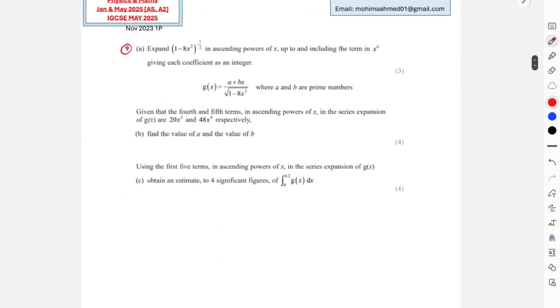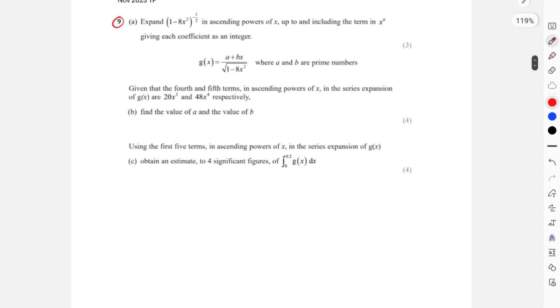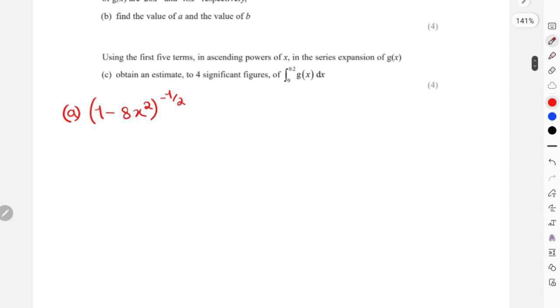This is again from binomial expansion, and now you have been given that this expansion is ascending in powers of x up to x power 3. You have to find out the expansion now. So yeah, that is easy. For part A, the expansion is 1 minus 8x square with a power of negative half, which is going to be, first one obviously 1 to the power of negative half, second one is negative half times minus 8x square divided by 1 factorial.